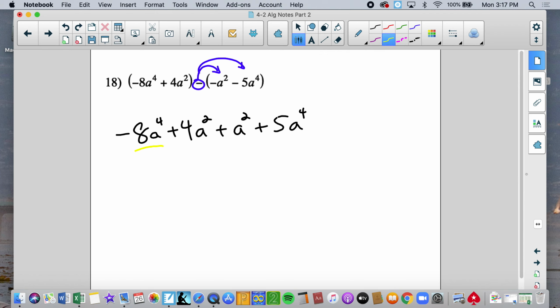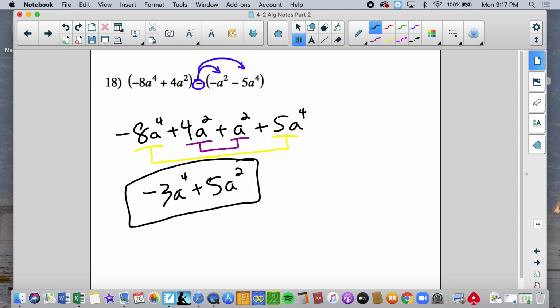Let's look for like terms. We have a to the fourth, a to the fourth. We have a squared, a squared. So let's combine their coefficients. That gives me negative 3a to the fourth. That gives me positive 5a squared. Descending order. Good. Pretty straightforward.